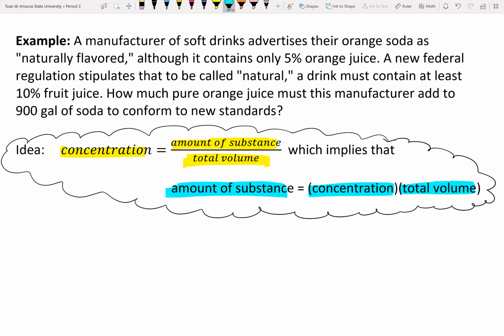So let's read the story here and see how this idea helps us. Suppose a manufacturer of soft drinks advertises their orange soda as "naturally flavored," although it really only contains about 5% orange juice. A new federal regulation stipulates that to be called "natural," a drink must contain at least 10% fruit juice. How much pure orange juice must this manufacturer add to 900 gallons of soda to conform to the new standards?